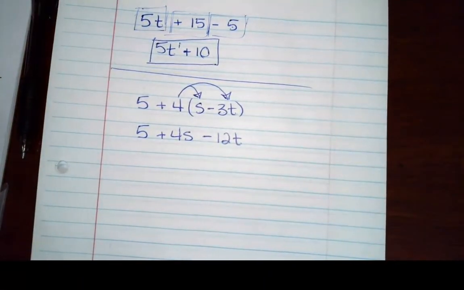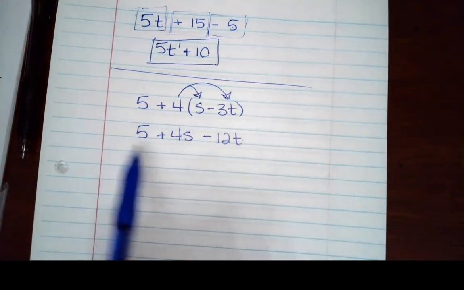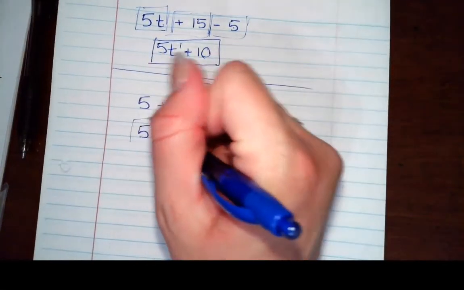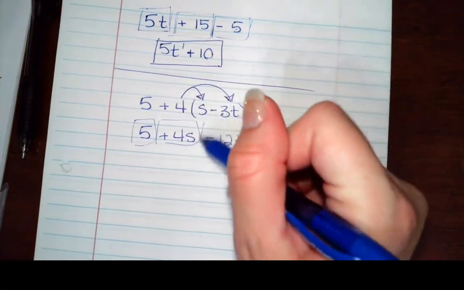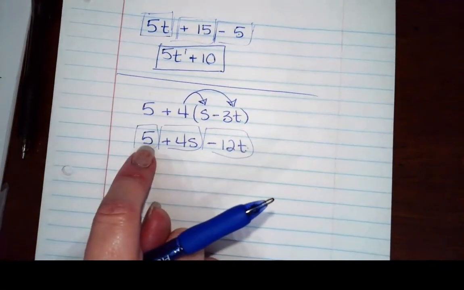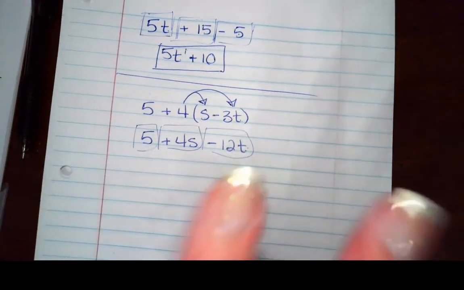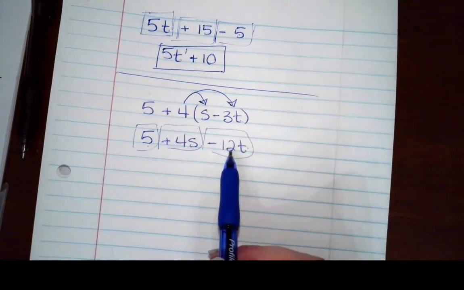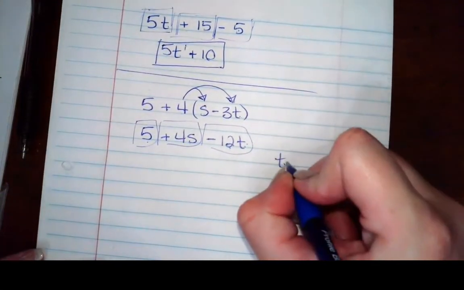So now I need to stop for a second and look. Do I have any additional like terms? I've got a 5, I've got a positive 4s, I got a negative 12t. There's no s's I can put together, there's no t's I can put together, there's no constants I can put together. So I'm done. That's as simplified as it can get. How many terms do I have? I have 3 terms. So what is this? This is a trinomial.